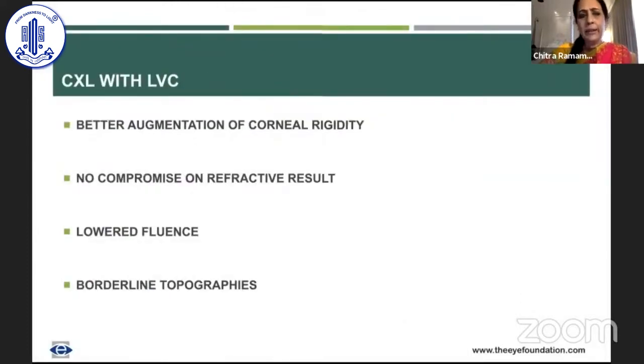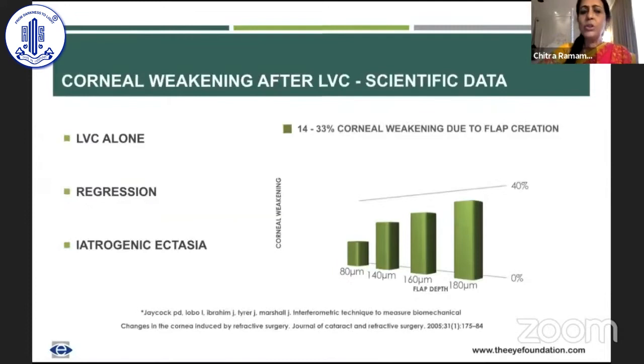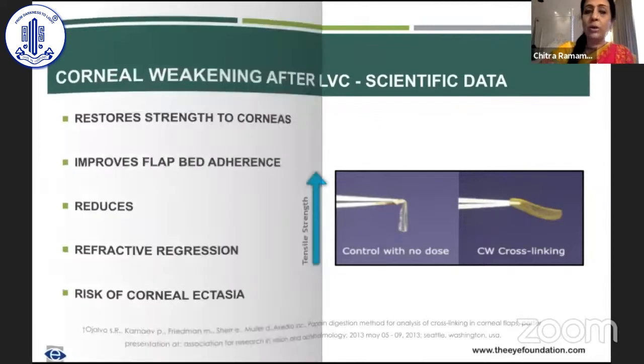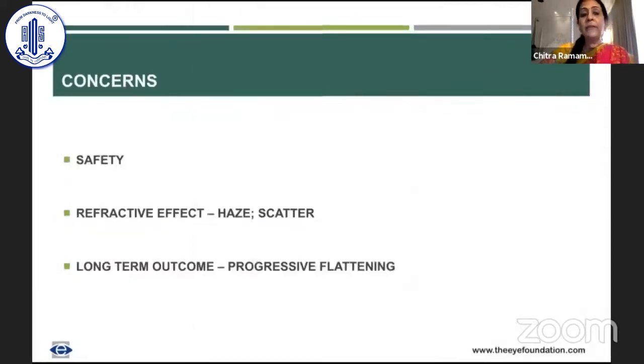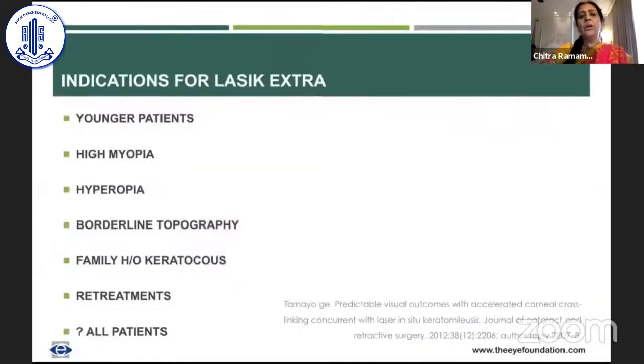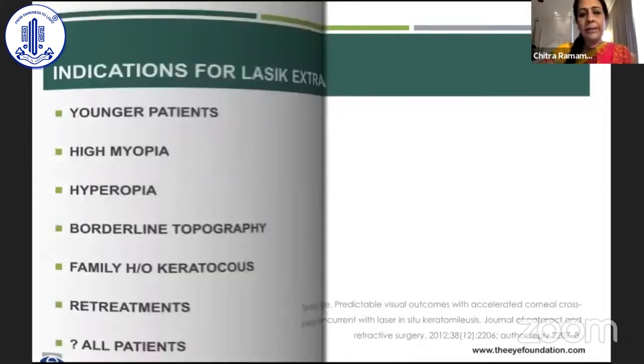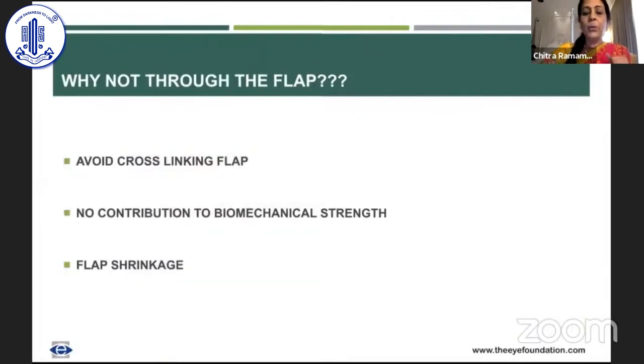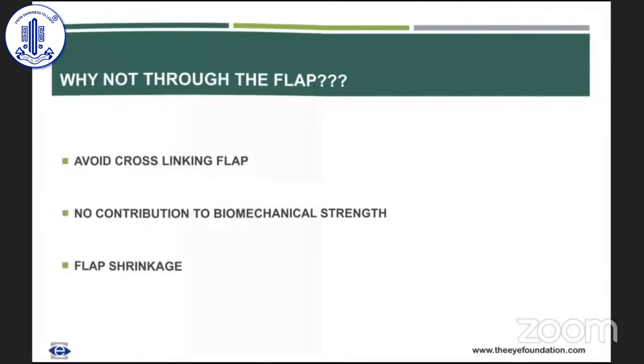So then the other area was, do we do cross-linking with laser vision correction? We knew that cross-linking definitely augmented the rigidity of the cornea. And we also knew that the weakening of the cornea in laser vision correction presented as regression and iatrogenic ectasia. And if we could strengthen the cornea while doing the treatment, was it not the way to go? And keeping in view that if we could use a lower fluence, the refractive effect was not noticeable. And so, with some doubts, LASIK Xtra came to hold its own stand with using a lower fluence and a lower duration of treatment, with a clear understanding that we do not cross-link the flap.